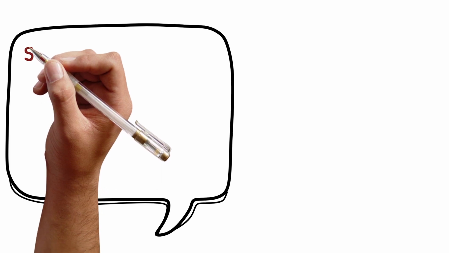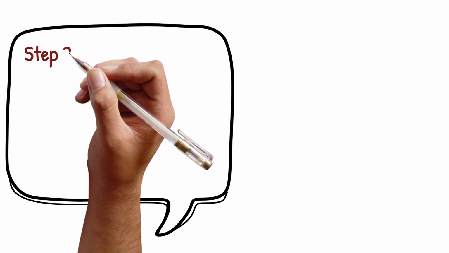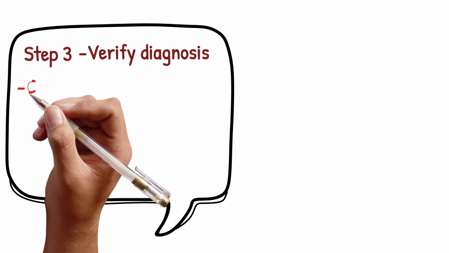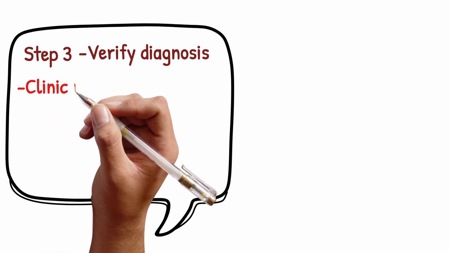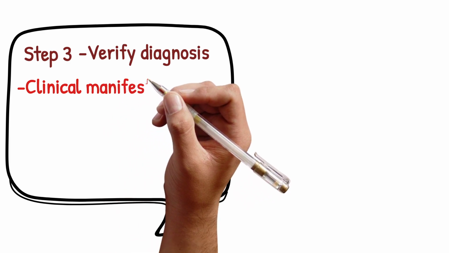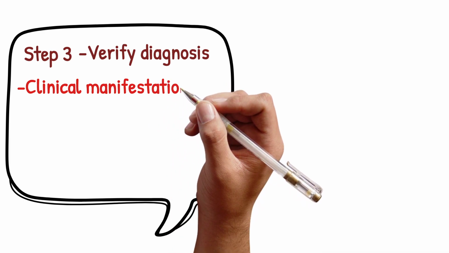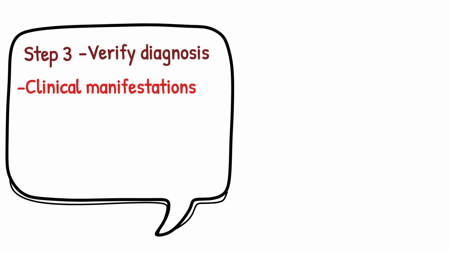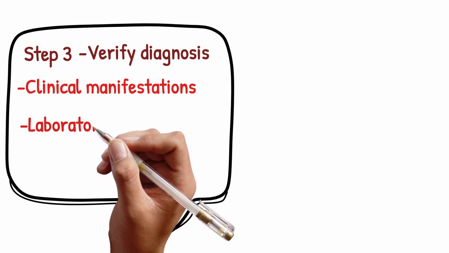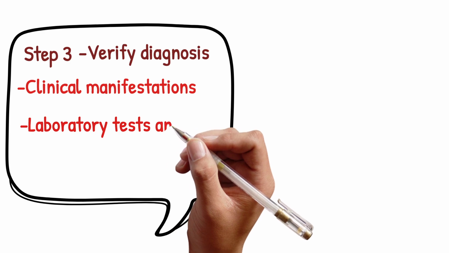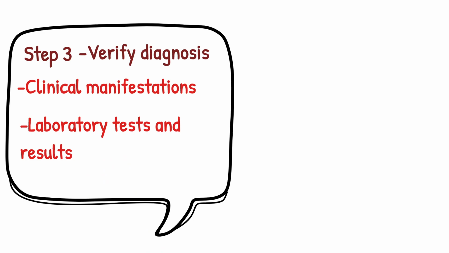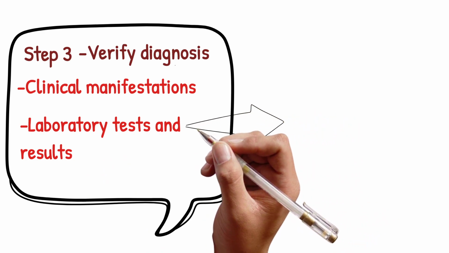Step 3 involves the verification of diagnosis. In this step, the aim is to correctly identify the cases of the disease by confirming the clinical manifestations, or we can say the signs and symptoms of the disease, and also laboratory tests can be carried out to obtain laboratory results in order to verify the diagnosis. Where possible, index cases are identified.